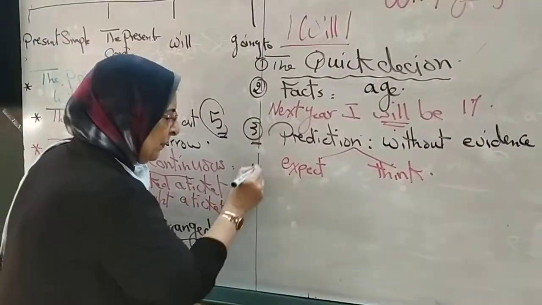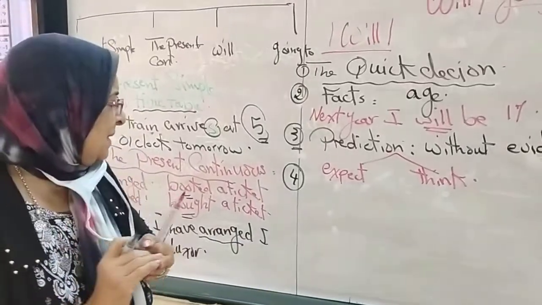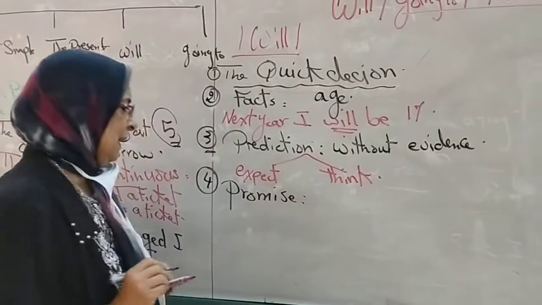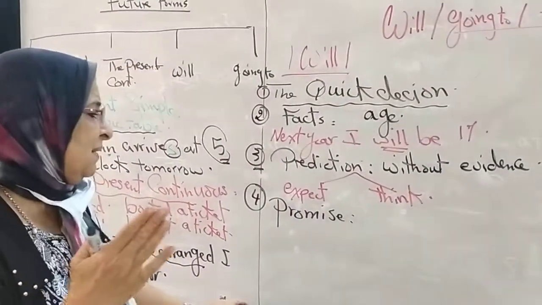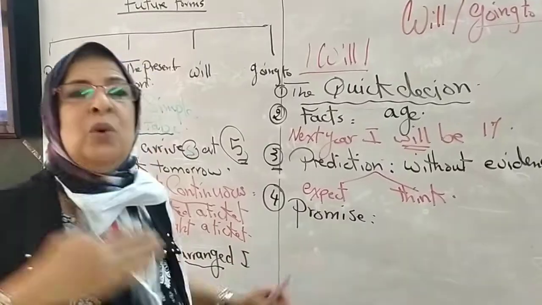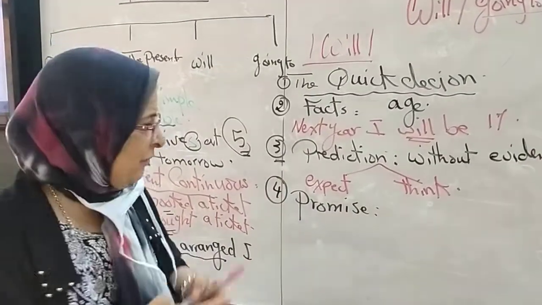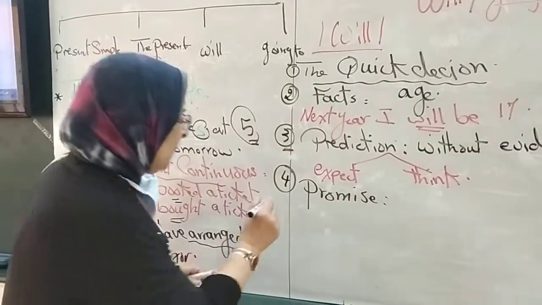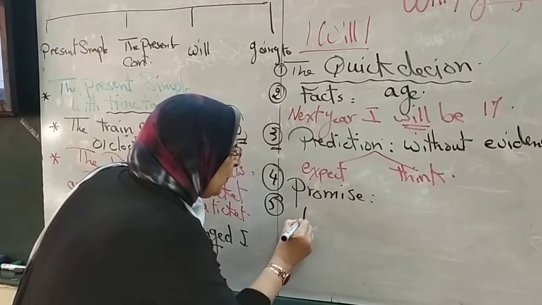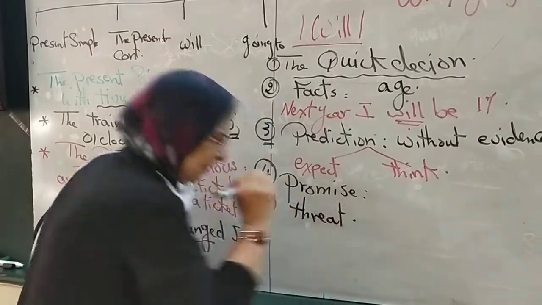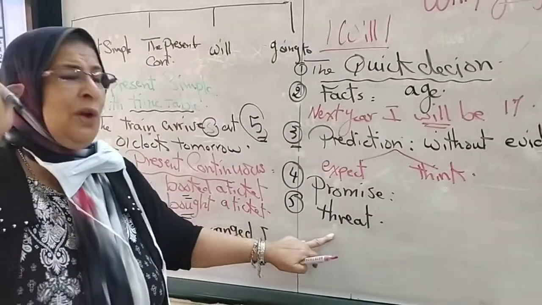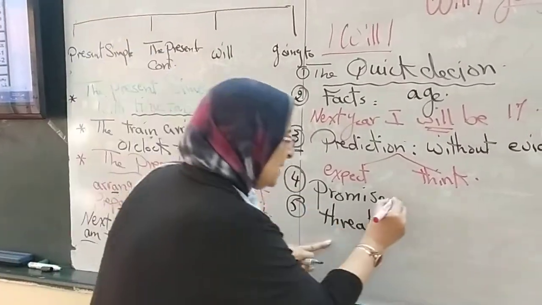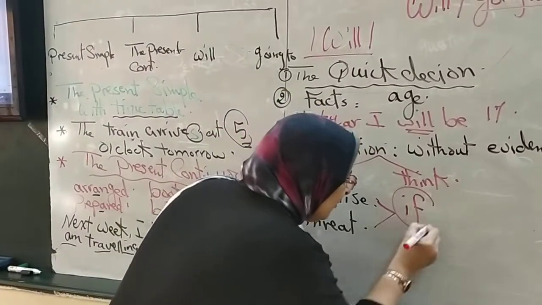What is number 4? Number 4 is a promise, meaning the promise. If you get high marks, I will buy you a car. What else? Number 5, with the threat. When you say, if you don't get high marks, I will punish you. So we can say the promise and the threat will be with if.